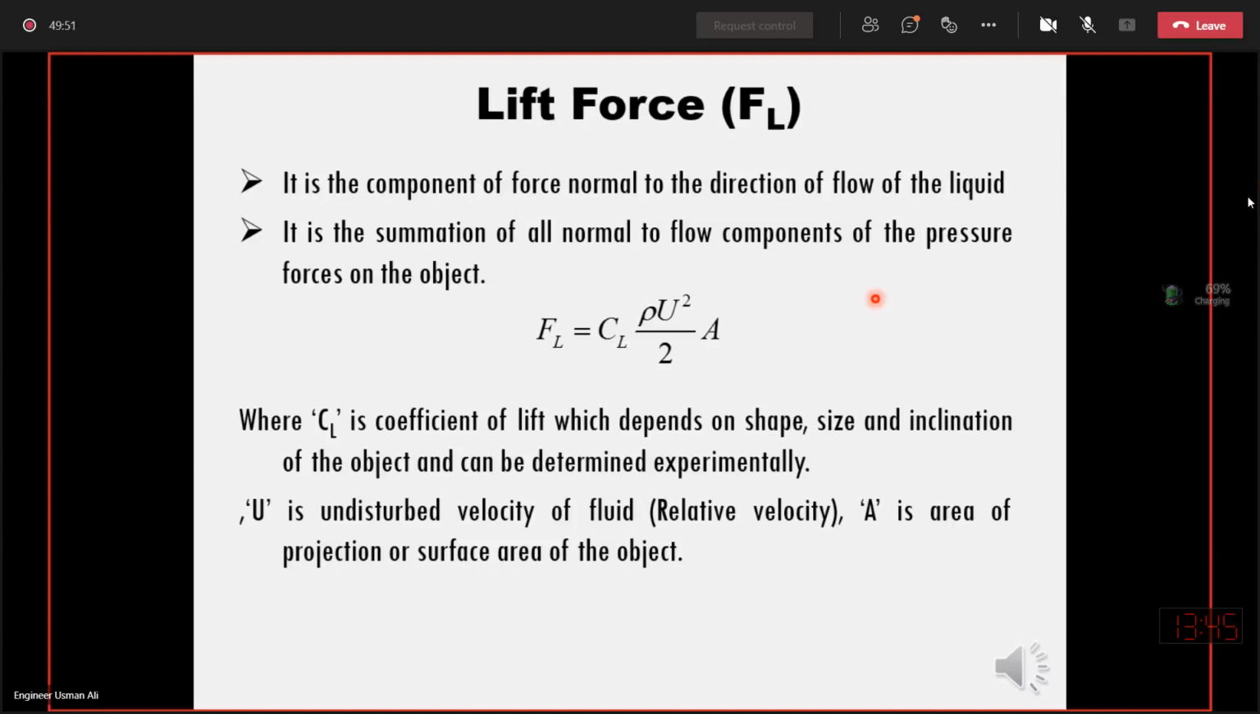Experimentally, like using a wind tunnel, we know how much force is being applied, we know how much velocity is set, and the area of the object we know, the projection area or the face area of the object, and in this way you can find CL. In this, U is the undisturbed velocity of the fluid, which is the relative velocity, and A is the area of projection, the surface area of the object.